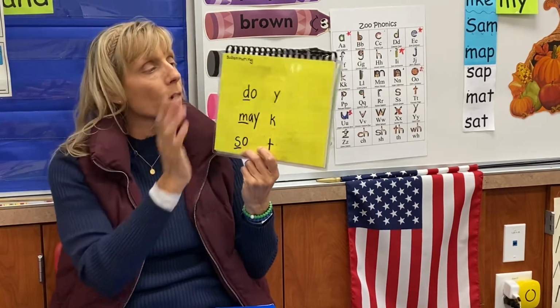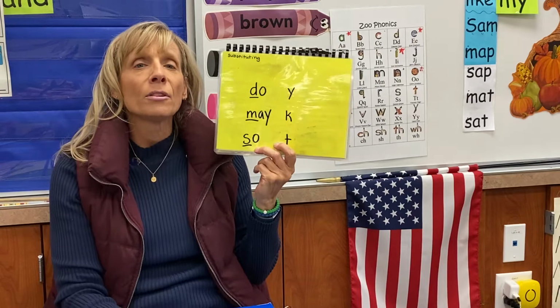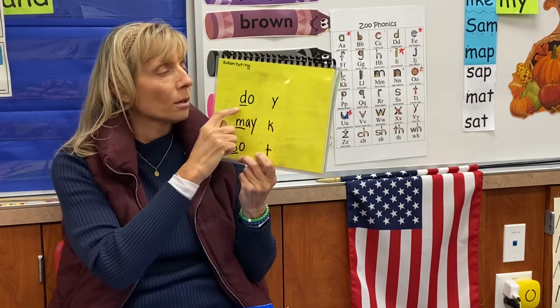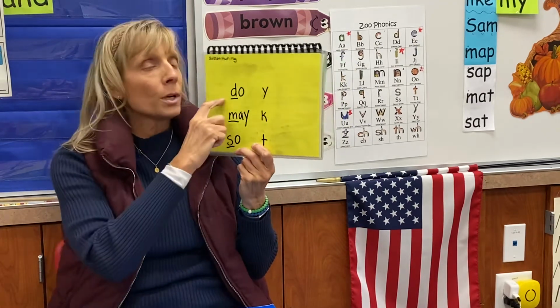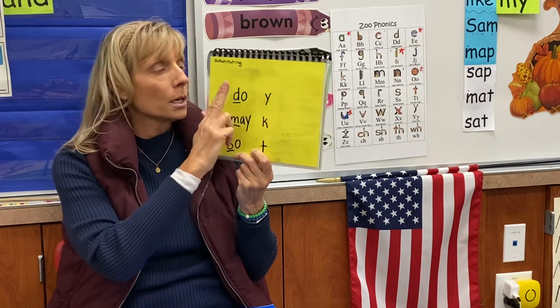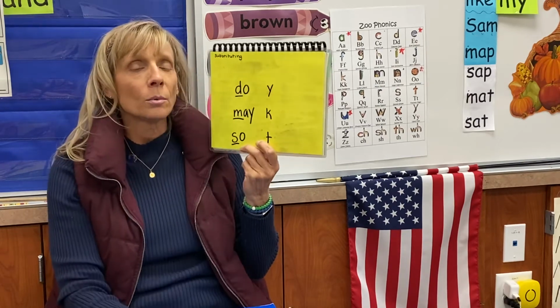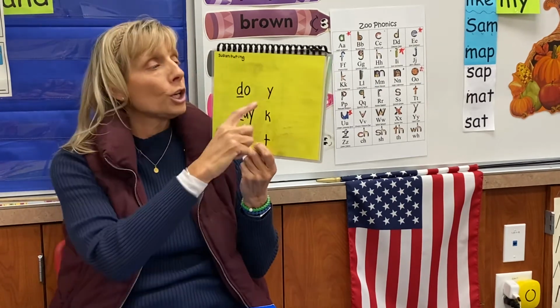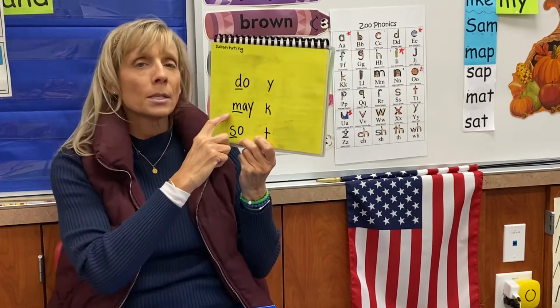Now, substituting. We're going to take off the beginning sound of the word and add a new sound and make a new word. The word is do. Take off d and add y, and what do you have? You.